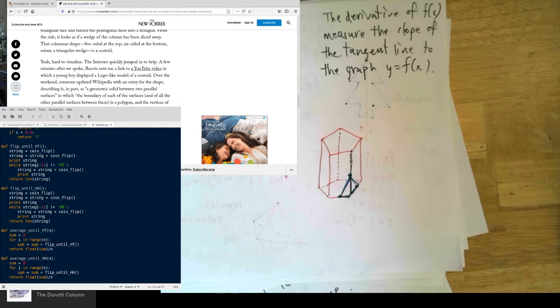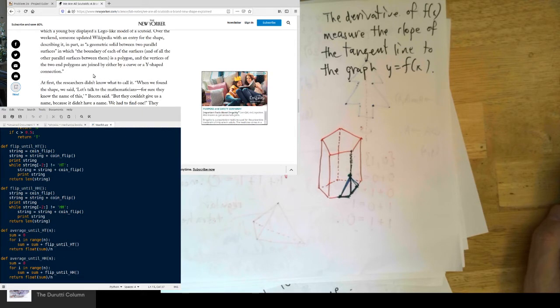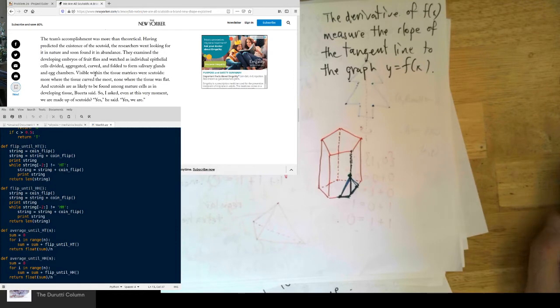At first, the researchers didn't know what to call it. When we found the shape, we said, let's talk to the mathematicians. For sure they know the name of this. But they couldn't give us a name because it didn't have a name. We had to find one. They noticed that the shape vaguely resembled the back end of a beetle, a structure called a scutellum, hence scutoid. The team's accomplishment was more than theoretical.